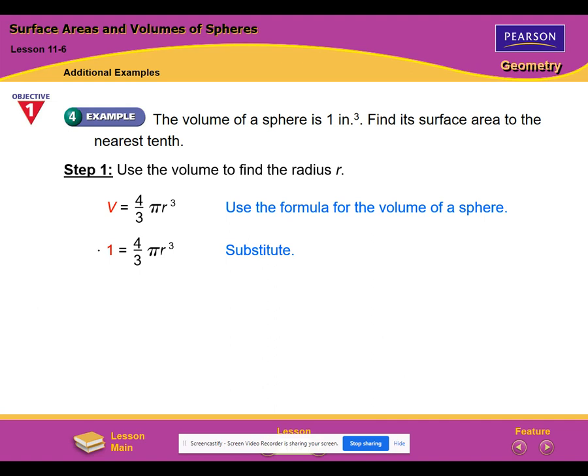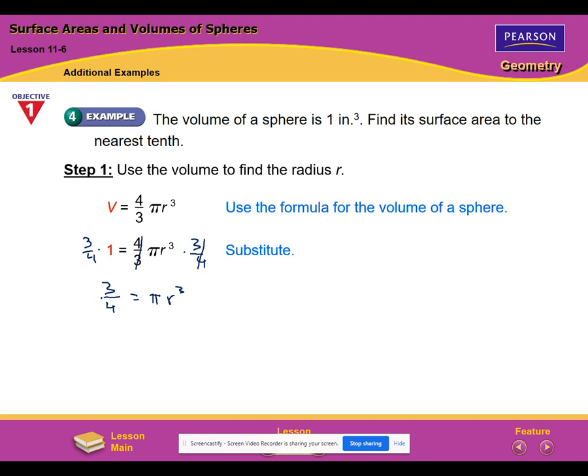What I would do is multiply both sides by 3/4, because that would cancel these fractions. Then I would divide both sides by pi, so you'd have 3/4 is equal to pi r cubed. I think I'll just take over from here. I would divide both sides by pi.